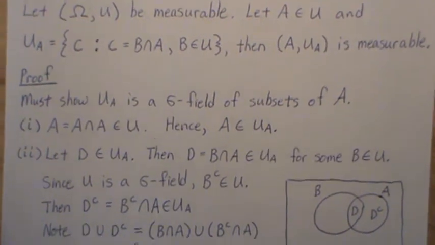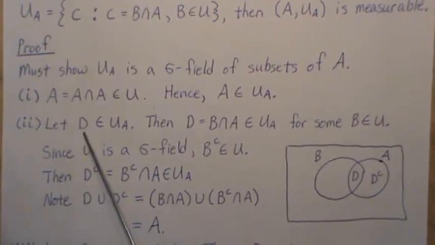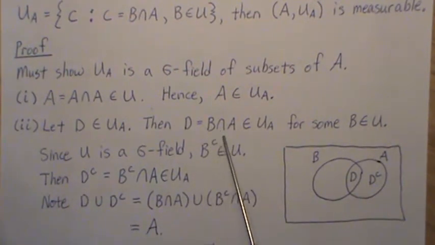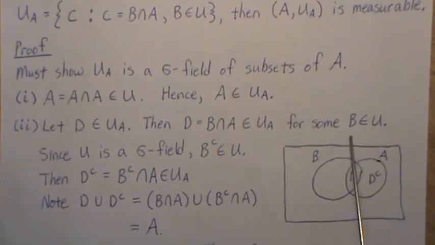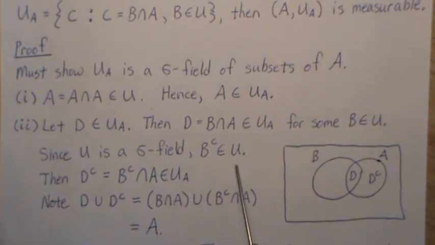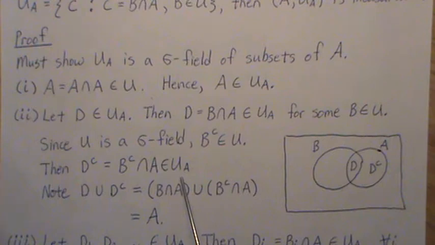Next, we have to show it's closed under complementation. So let D be an element of U_A. Then D is equal to B intersect A, for some B in the sigma field U. Now, since U is a sigma field, that means B complement is also in the sigma field. So then D complement is equal to B complement intersect A, and that's part of U_A.